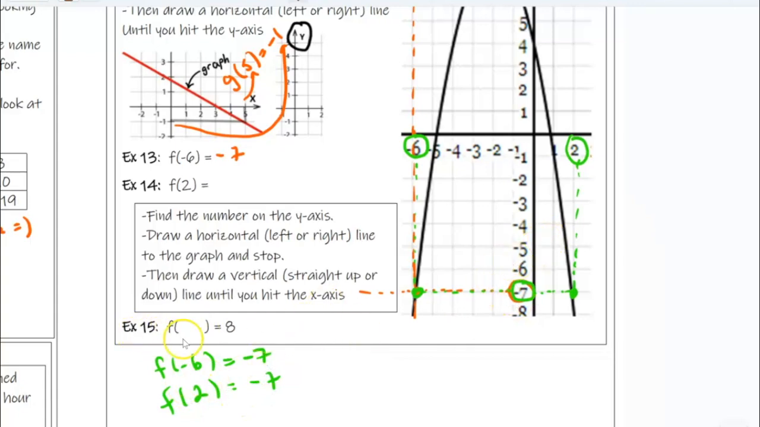You go ahead and evaluate f of what gives you 8. Let's practice.